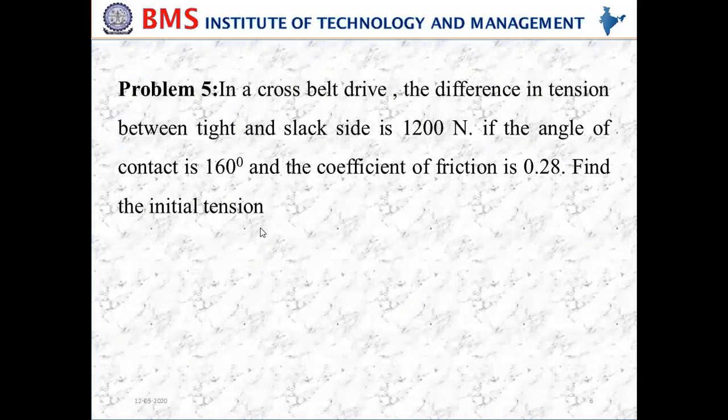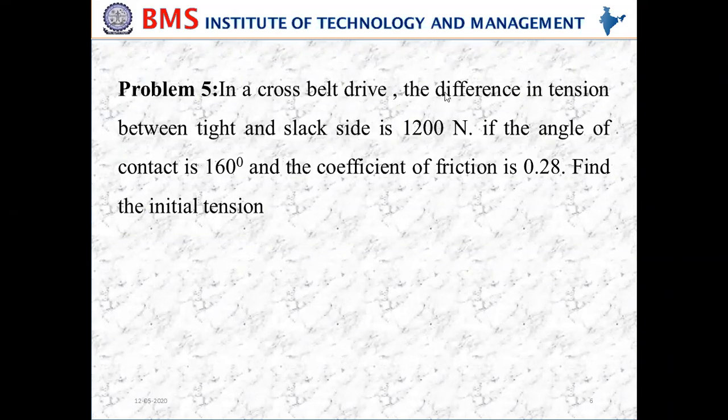In order to find out T1 and T2, he has given two relations. One is the ratio of driving tensions. We have one relation, that is T1 by T2, which is equal to e power mu theta. The left hand side is T1 by T2 and the right hand side is e power mu theta, where mu and theta are given. So when mu and theta are given, we can find out the value of T1 by T2, and from that I can get the relation of T1 in terms of T2.